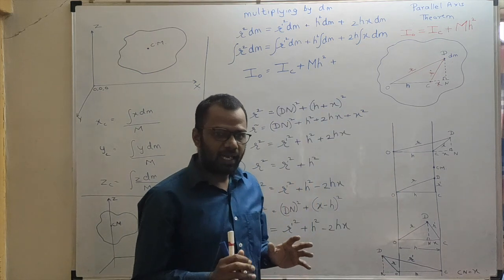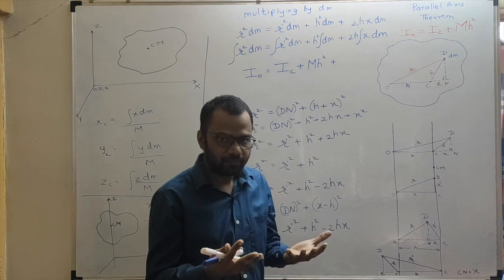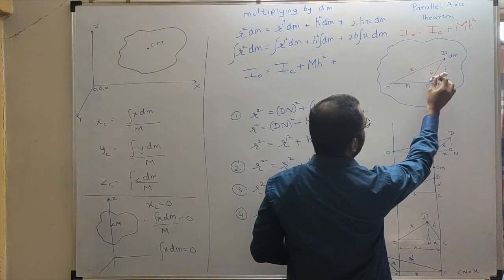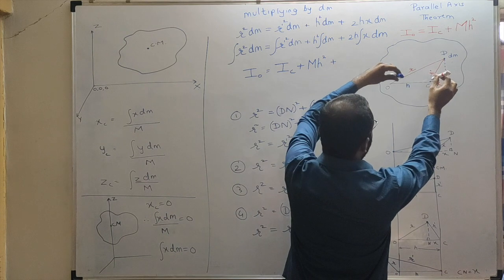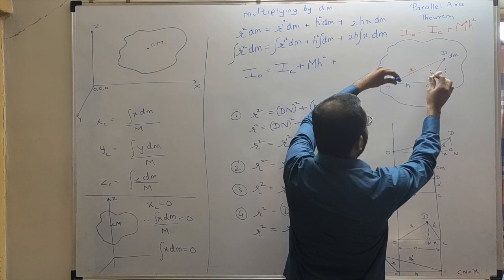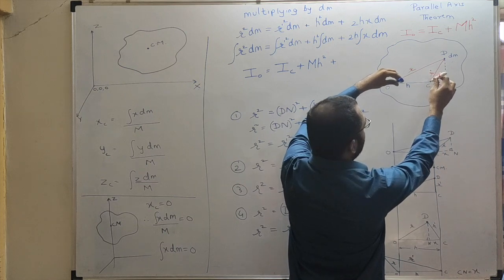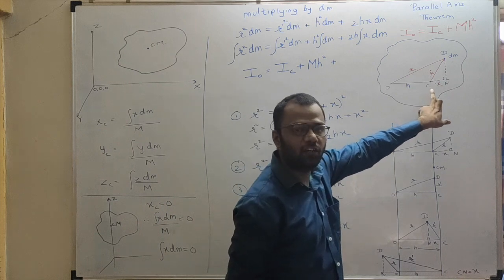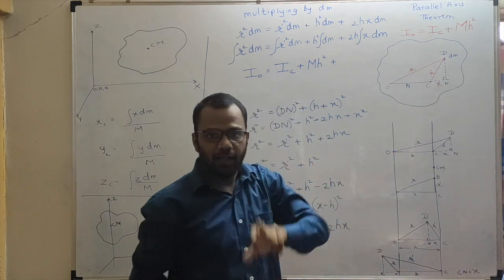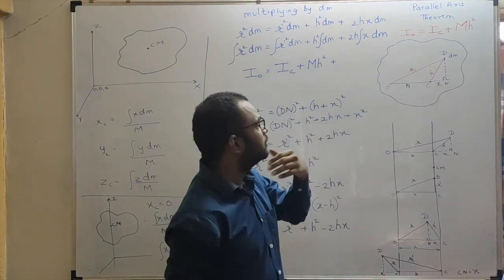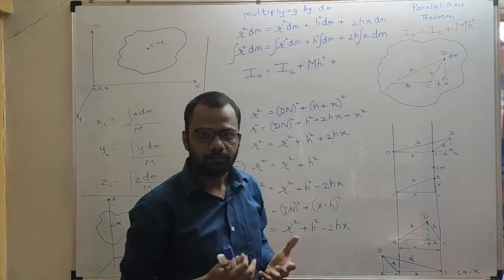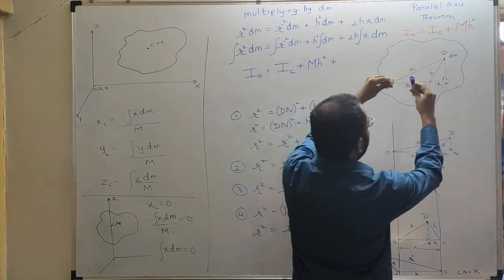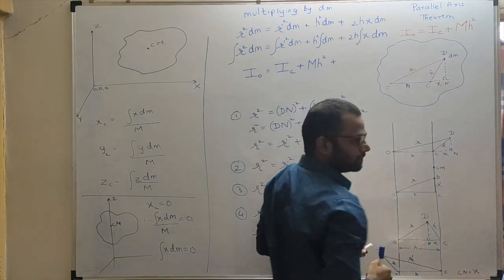So basically I am going to consider two axes. One axis passing through the center of mass of the body, and another axis passing through point O, and both the axes are parallel to each other. IC is the moment of inertia about the axis passing through the center of mass. IO is the moment of inertia about the axis passing through point O. And what is H? H is the perpendicular distance between the two axes.